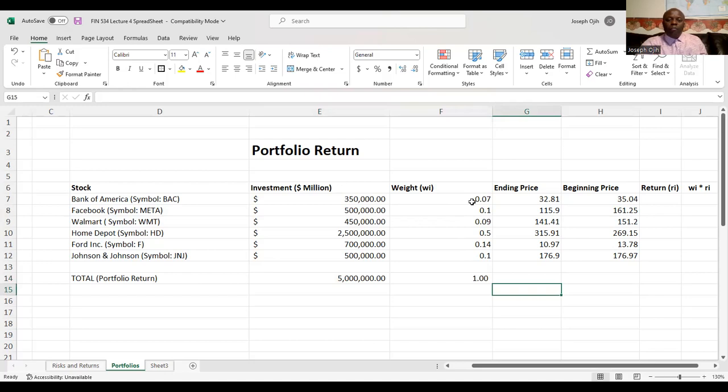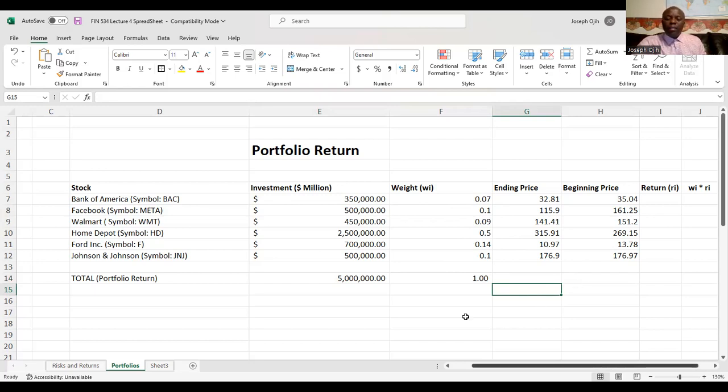Bank of America is 7% of the portfolio. Facebook is 10%, Walmart is 9%, Home Depot is 50% of the investment. Then Ford is 14%, and Johnson & Johnson is 10%. So that's the weight. Now with this, let us find the returns.